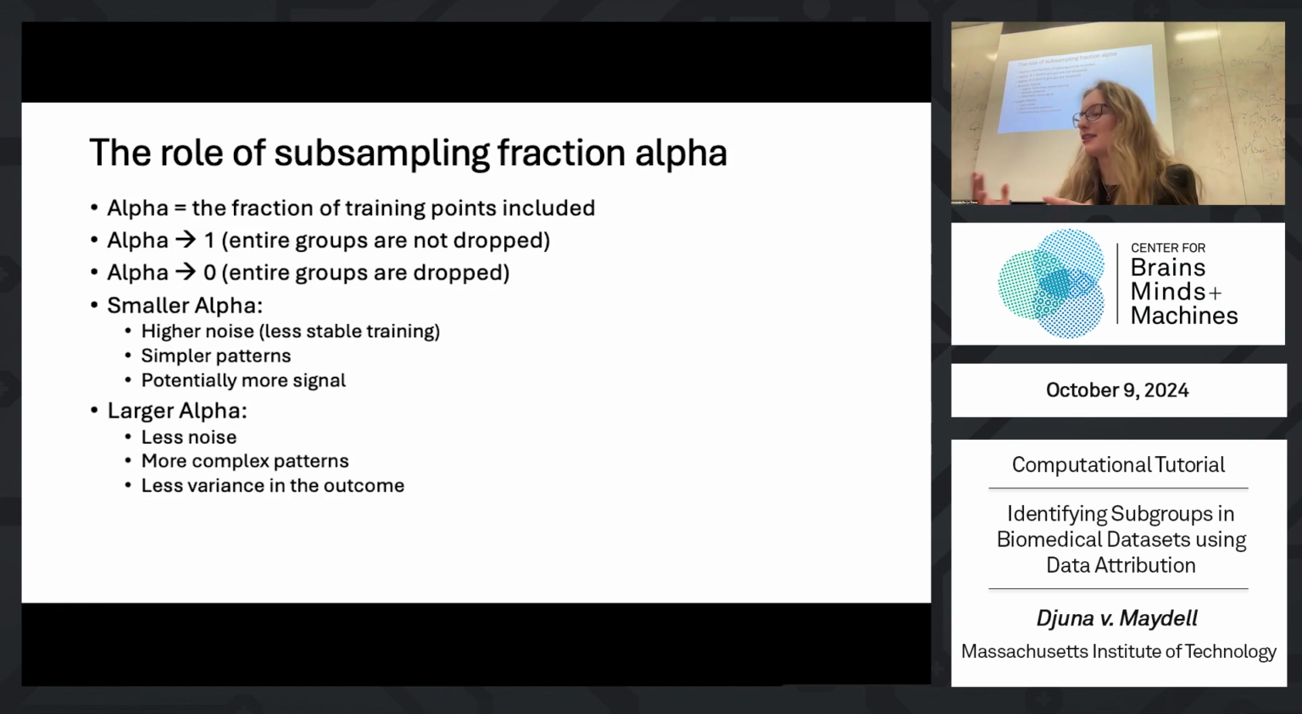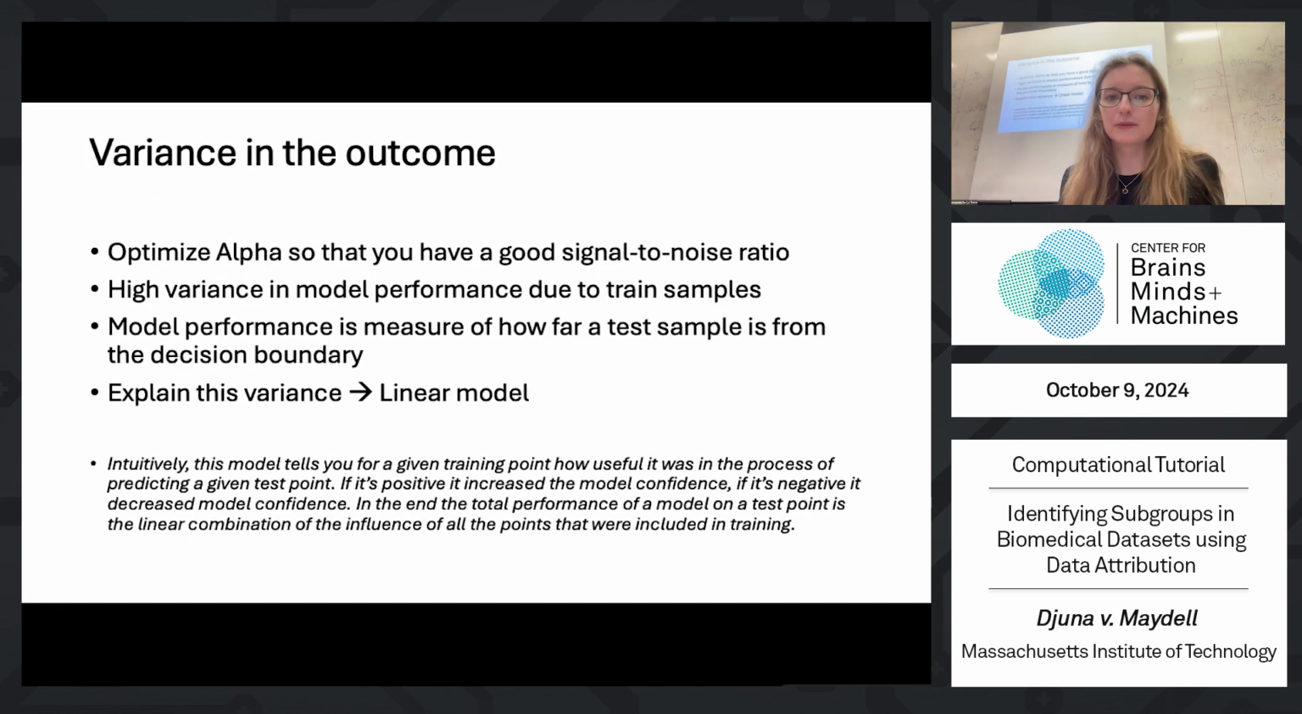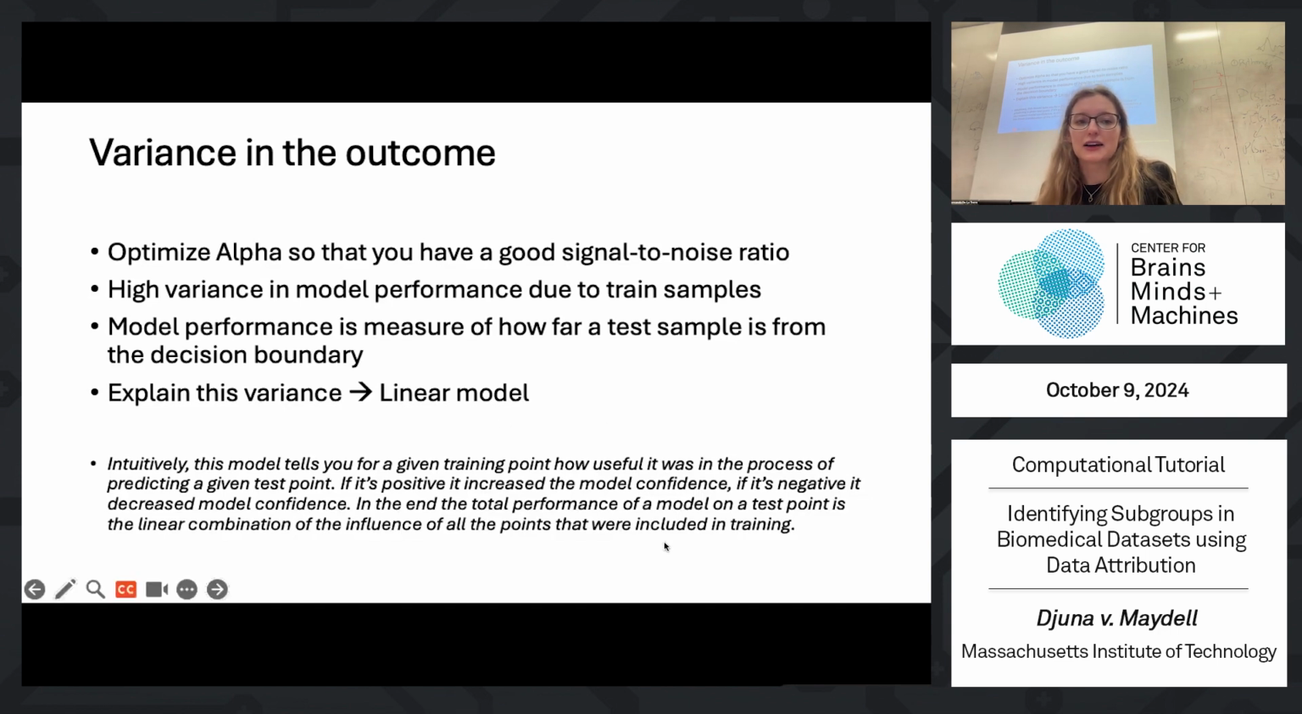A larger alpha on the flip side would give you less noise, potentially more complex patterns, and less variance in the outcome. So that's kind of broadly, I think, the intuition. But there's some interesting aspects to this that I think we'll touch on in a little bit as well. Another important thing to note is that, what is this variance in the outcome that I'm talking about?